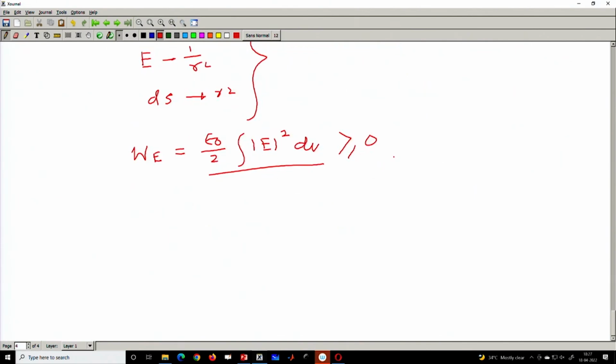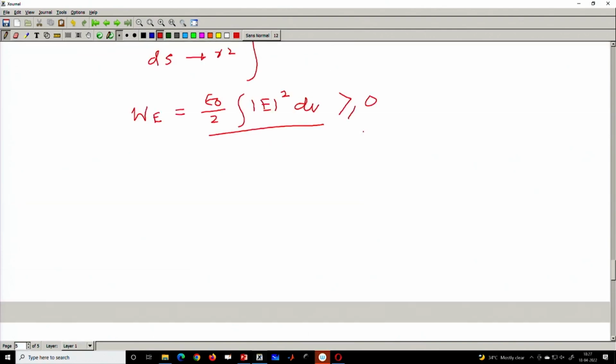Okay, so this is one way to show that. Also, this expression that we derived, epsilon 0 divided by 2 times E squared, should be useful, and we are going to use it maybe in future calculations.